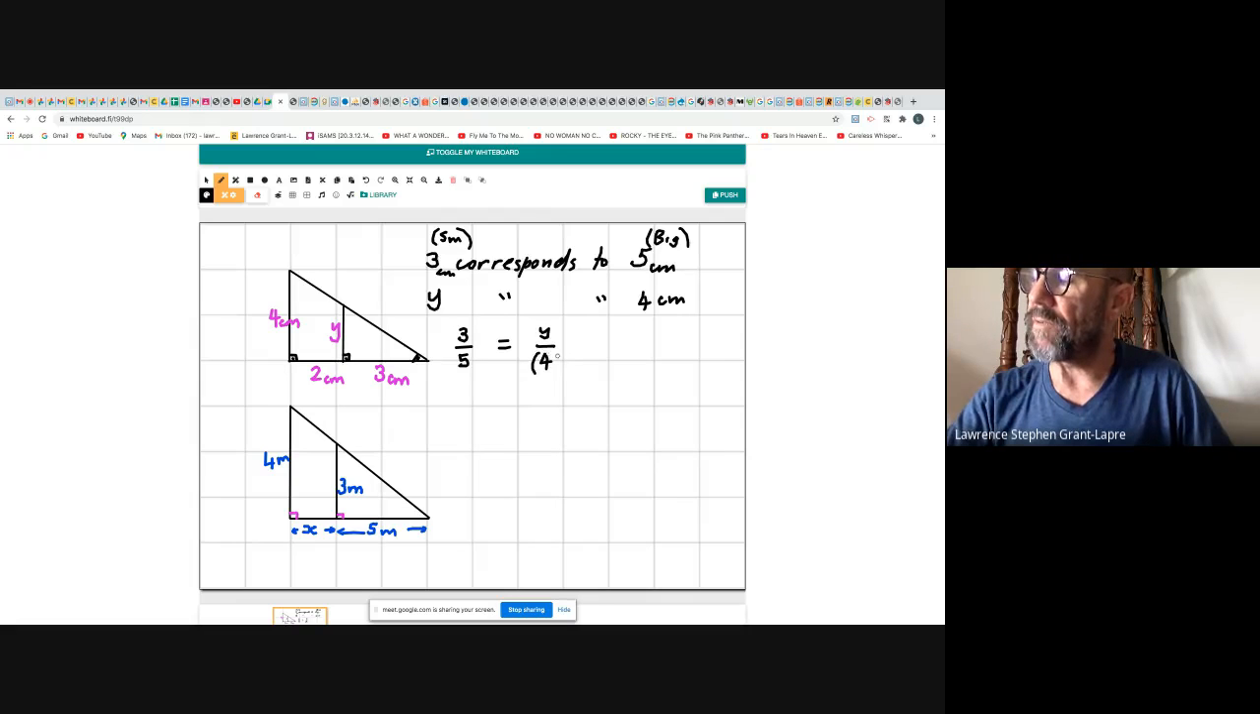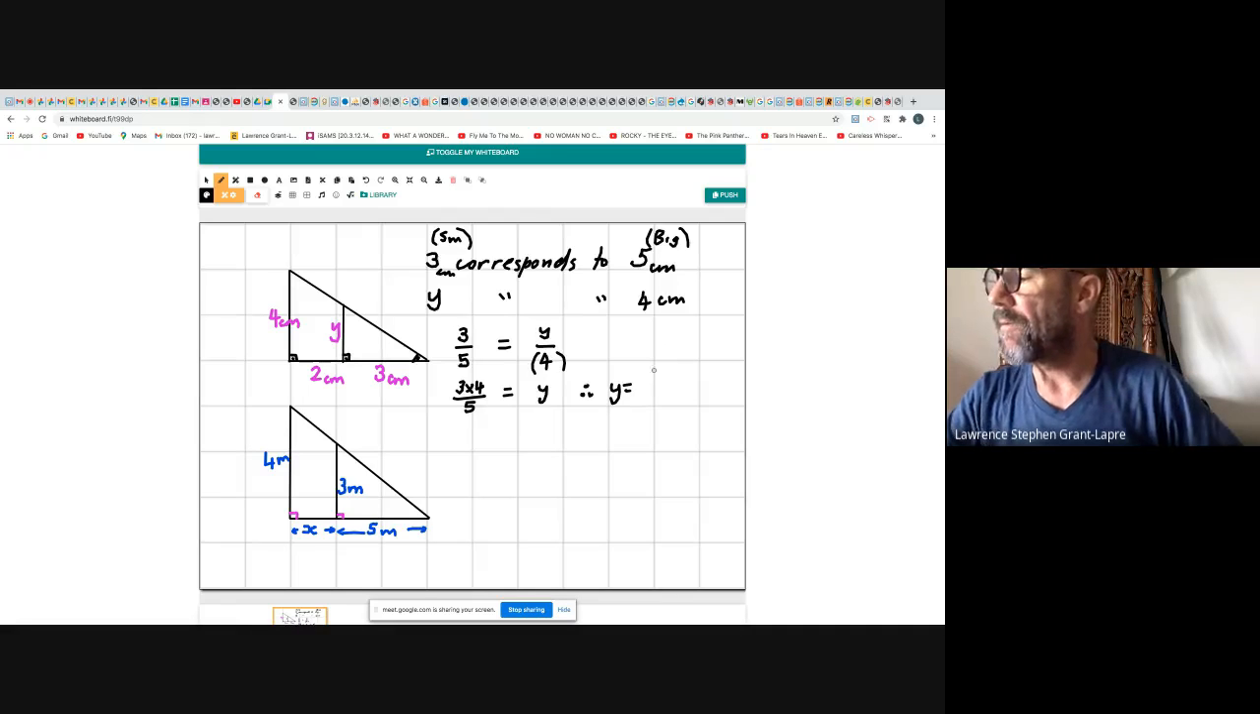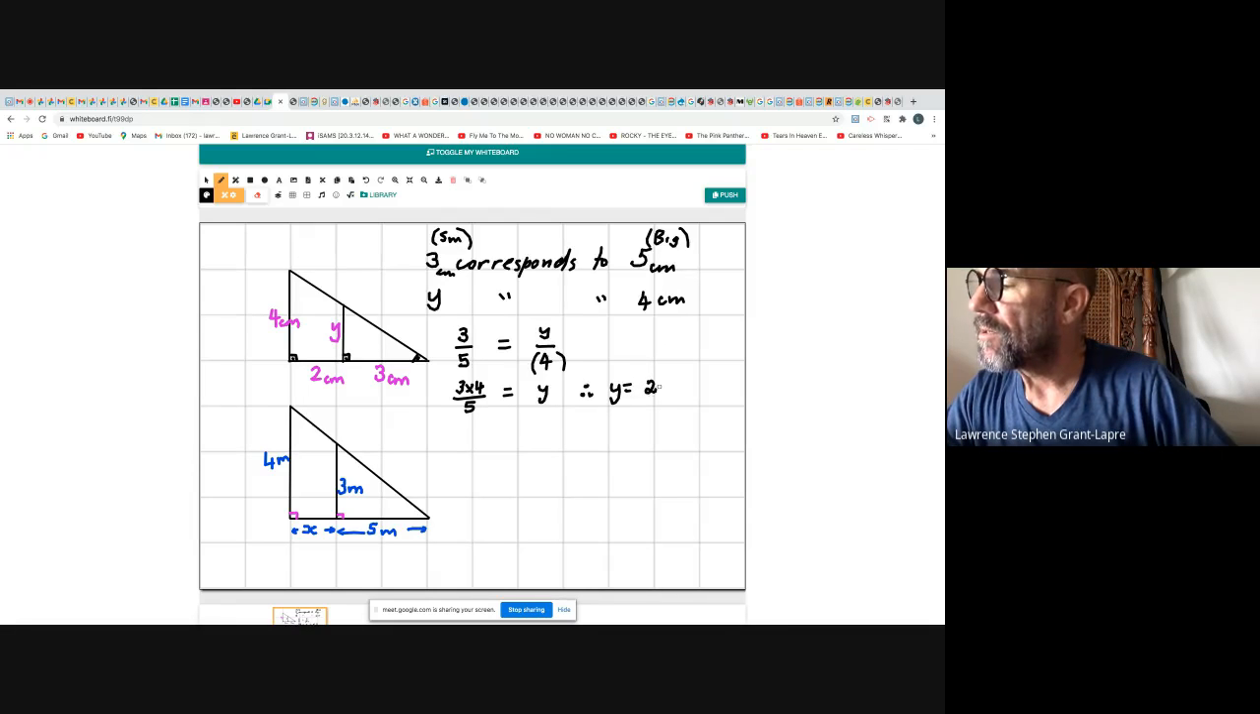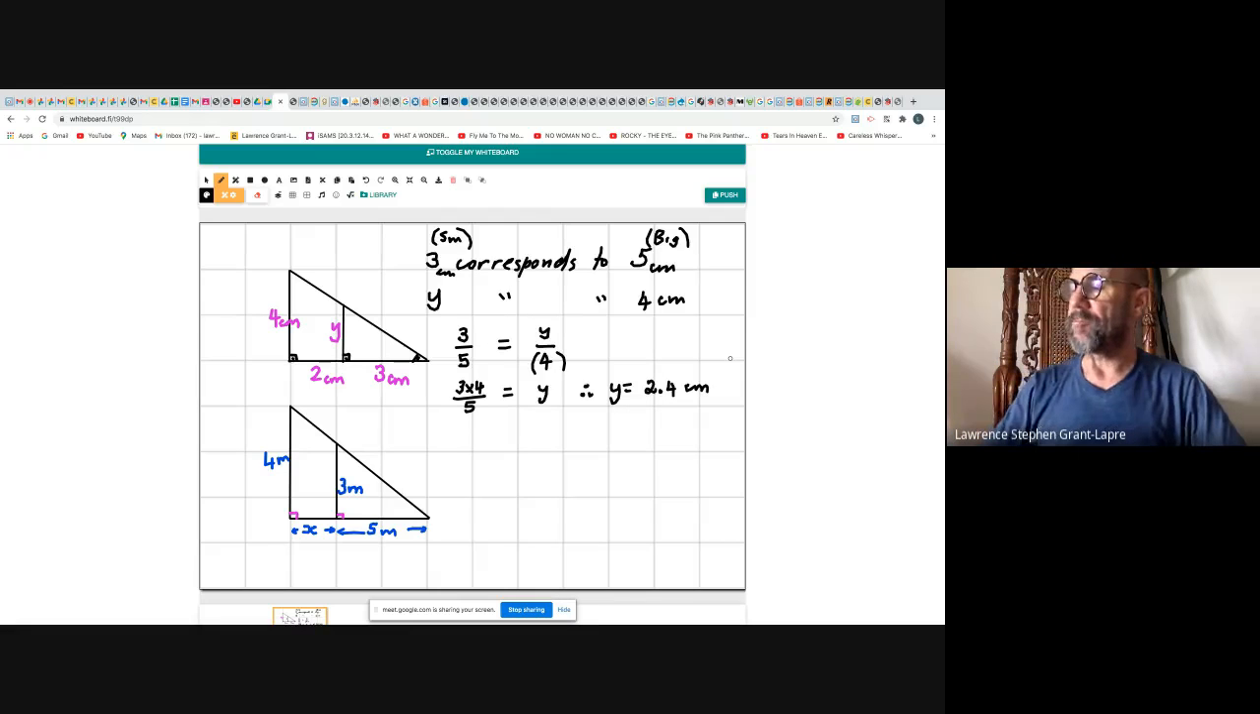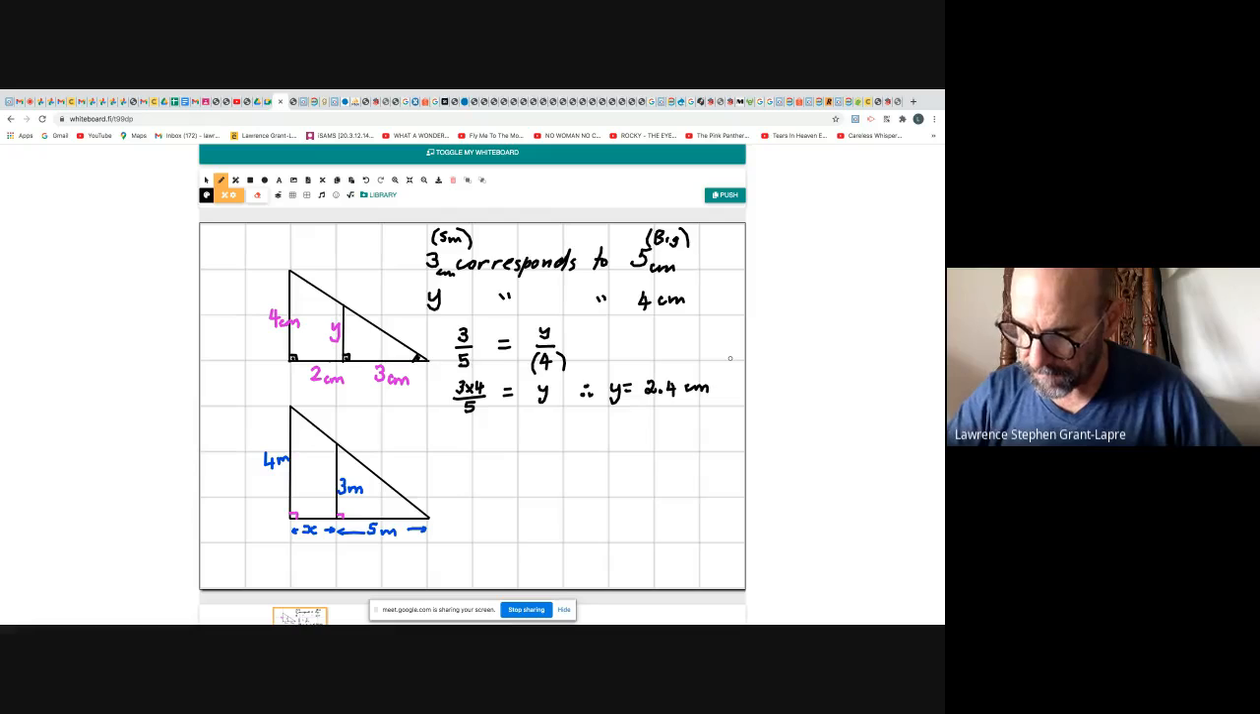You take this divide 4 up to the top and up to the other side, and you will get 3 times 4. Therefore, y equals 12 divided by 5, which is 2.4 centimeters. Okay, better check that.